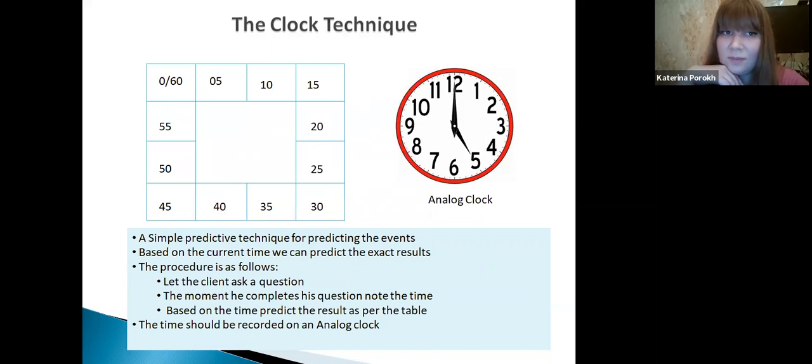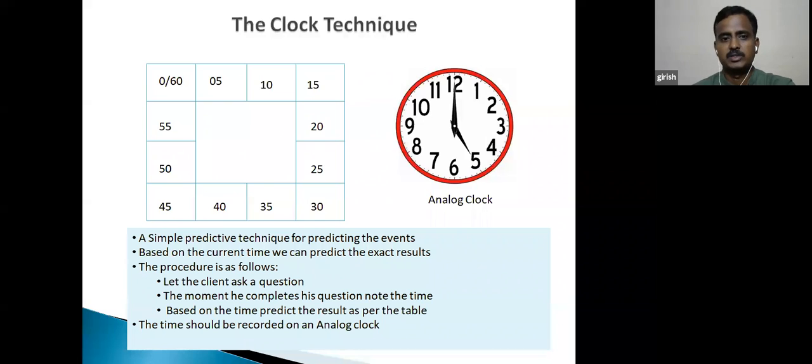Those are nothing but the minutes actually, starting from 0 till 60.